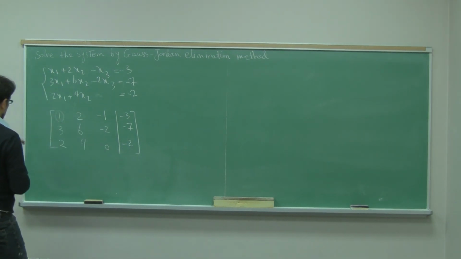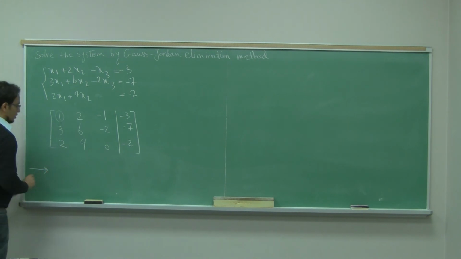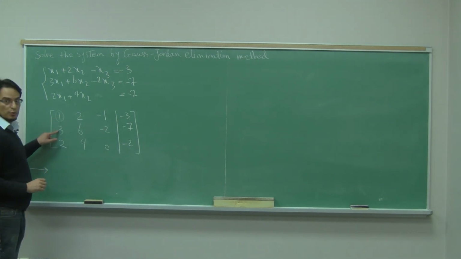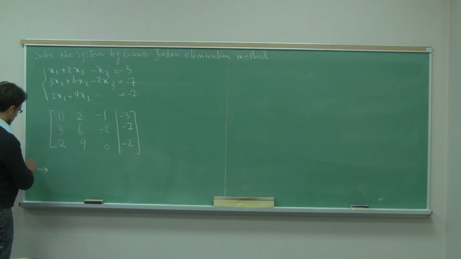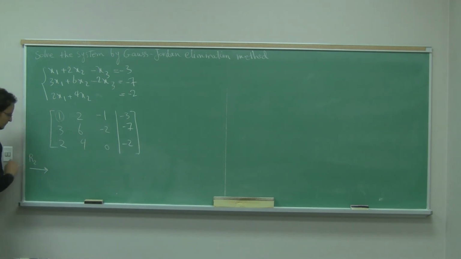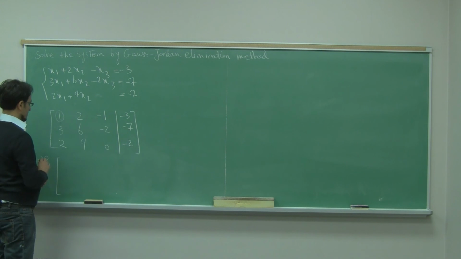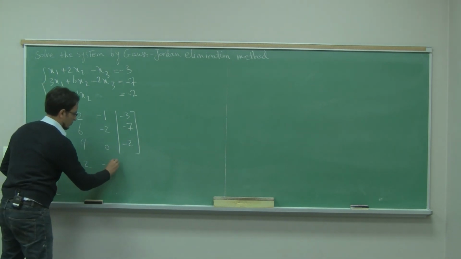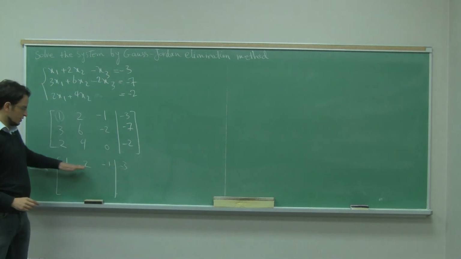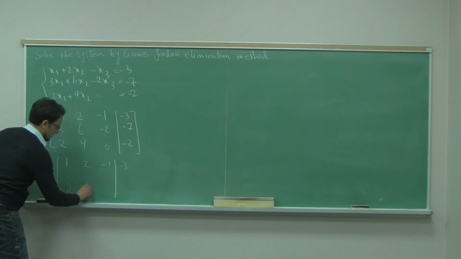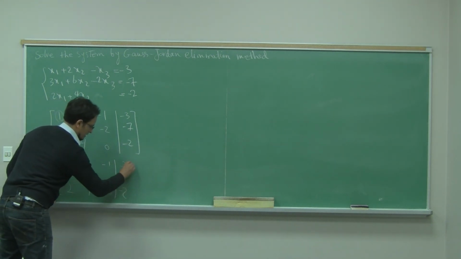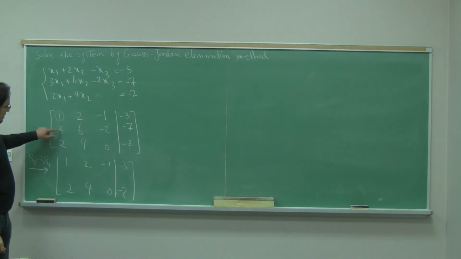Okay, so it's 1. Then I want to make the first entry of row 2 zero. What I can do is multiply -3 to row 1 and add it to row 2. Okay, let's see what it is. So I have 1, 2, -1, -3. I'm not touching row 1. I'm not touching row 3. But row 2 is entry in row 2 minus 3 times entry in row 1.